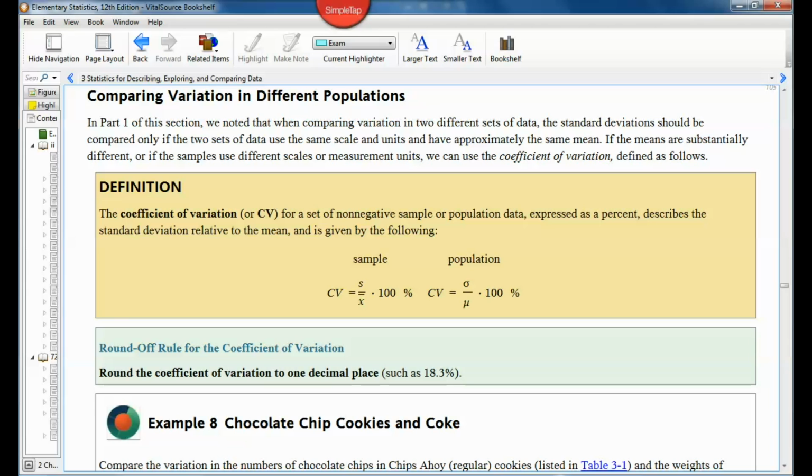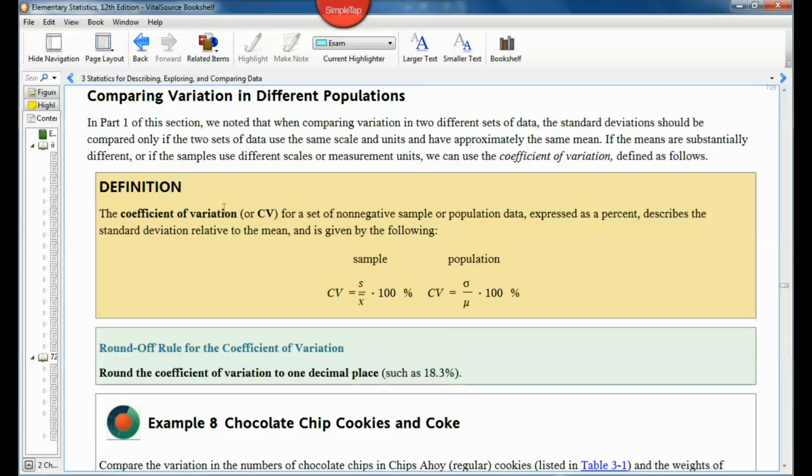So it's kind of like, I don't want to say it normalizes it, but it puts it in a way that you can compare different sets. The round off rule: round the coefficient of variation to 1 decimal place, because it's a percent.